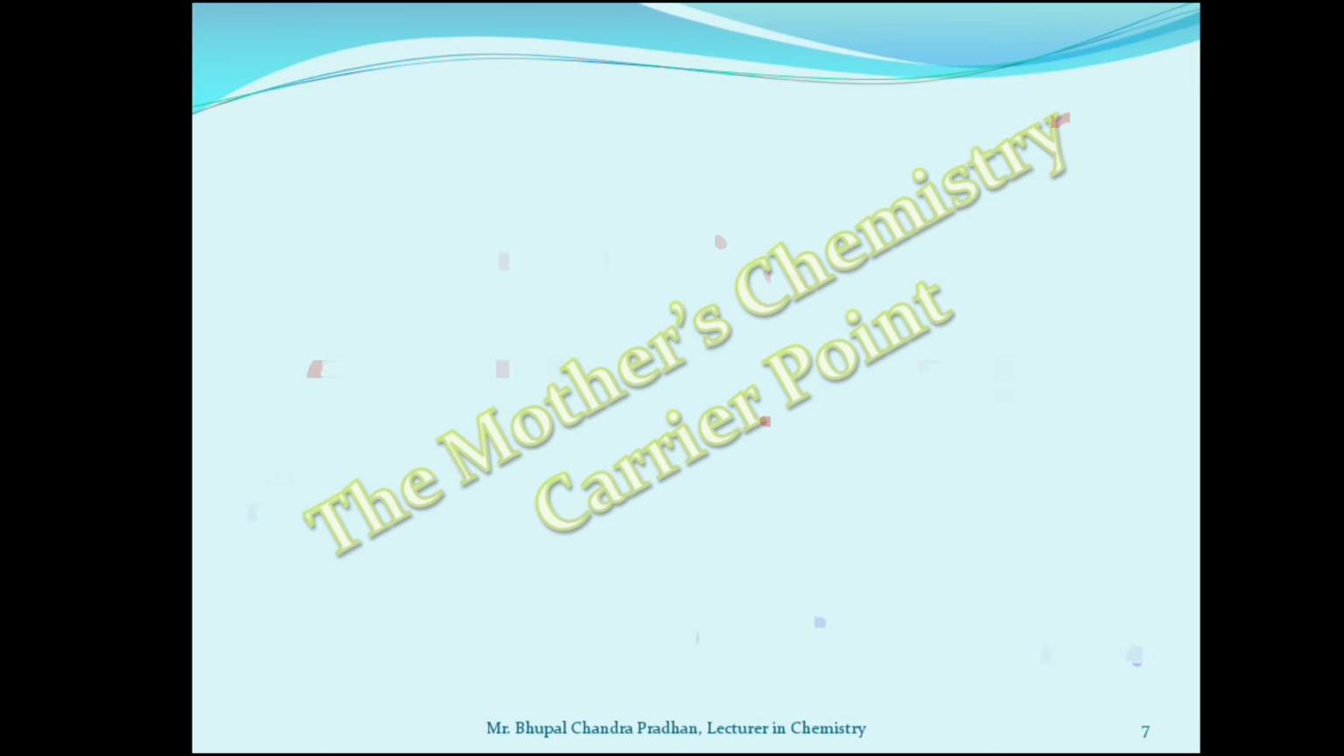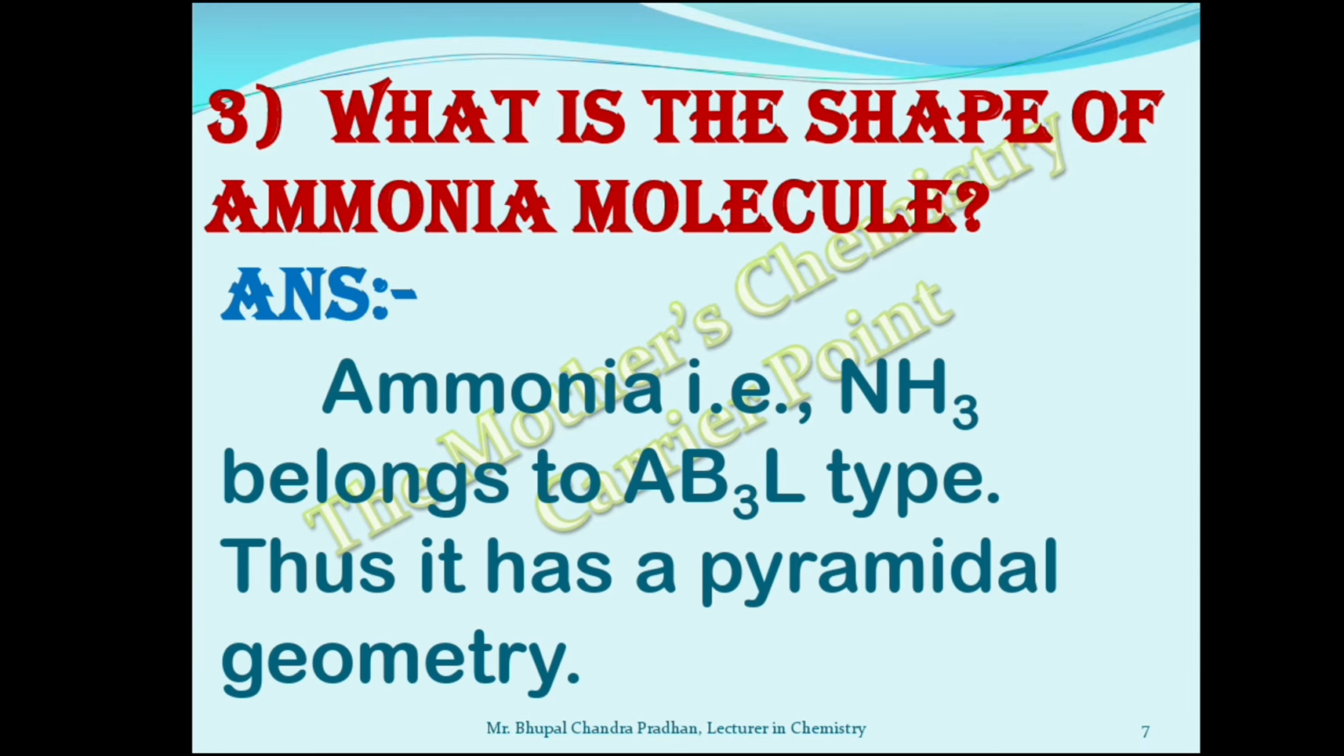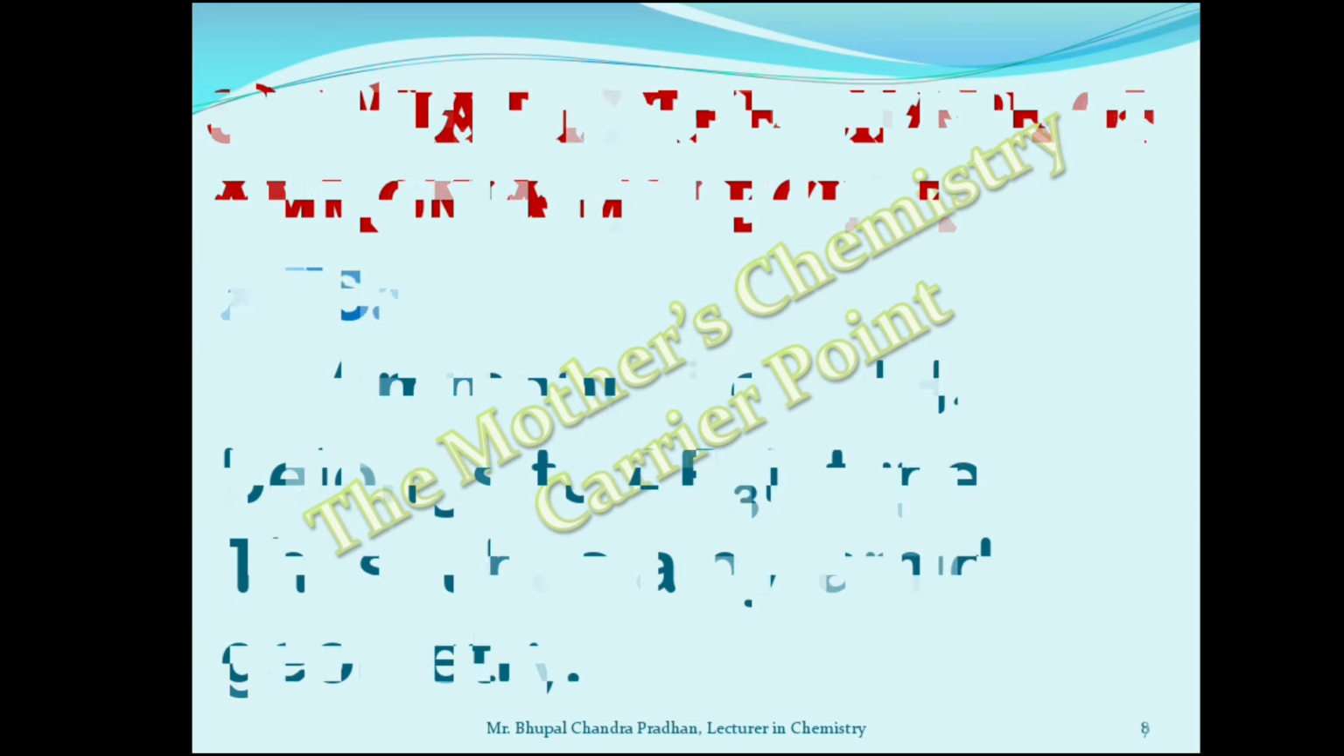Now let us come to question number 3. What is the shape of the ammonia molecule? Option A. Ammonia belongs to the AB3L type, thus it is pyramidal geometry. How is it AB3L type? We go for the total number of valence electrons in the nitrogen atom. There are 5 electrons. Out of these 5 electrons, 3 take part in bonding with 3 hydrogen atoms and 1 lone pair of electrons is there. As it belongs to the AB3L type, it is an irregular geometry, which is the pyramidal geometry.